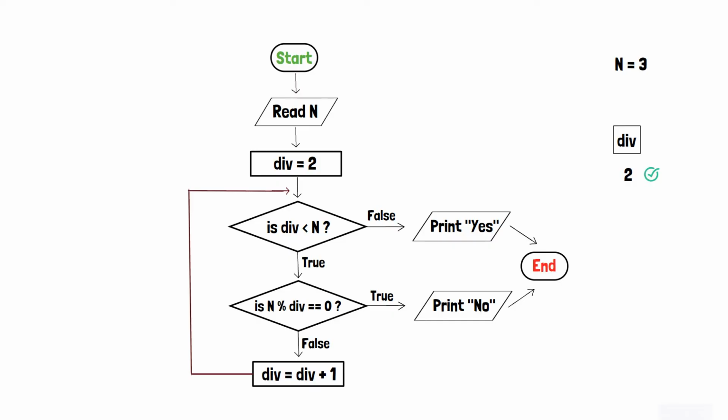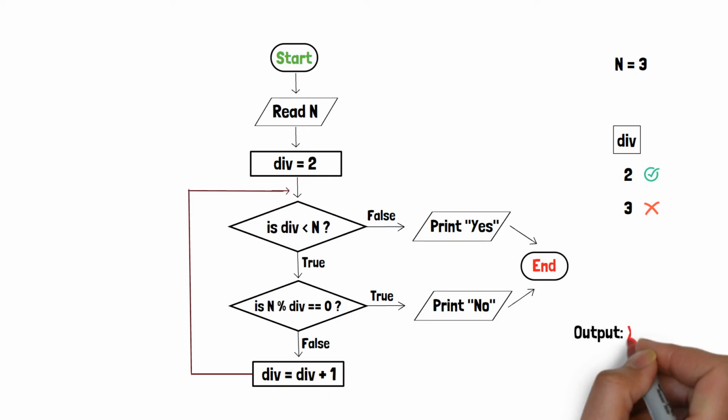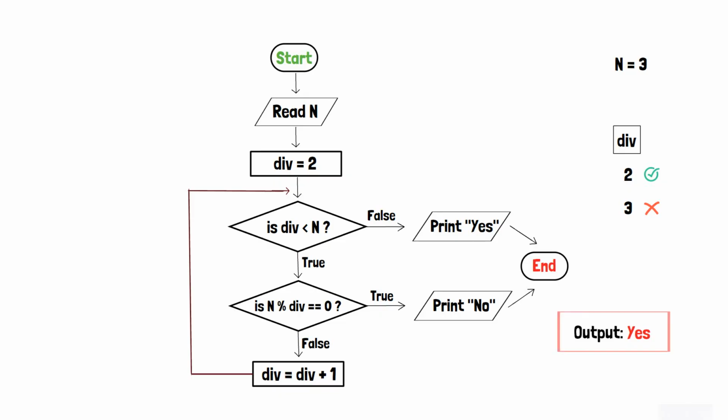Now, 3 modulo 2 is not equal to 0, which means the condition in the second decision box is false. Hence, div becomes 3 after incrementation. At this point, as 3 is not less than 3, the condition inside the first decision box is false. As a result, our program will print yes and the program is terminated.